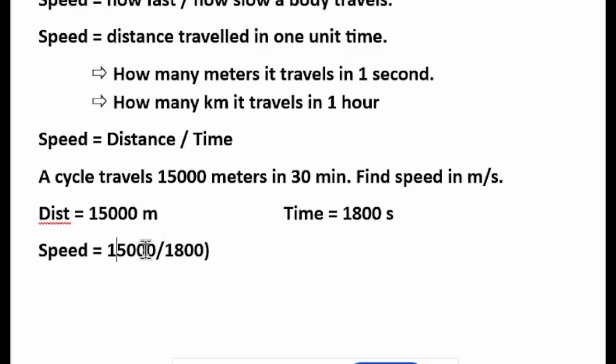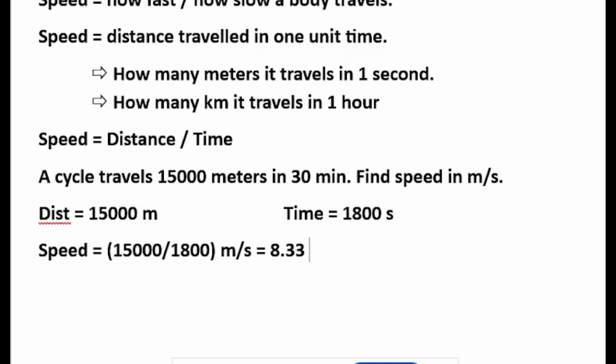Put it in brackets. Then the numerator unit is meters. The denominator unit is seconds. That will give you, 0 will cancel with 0, 0 will cancel with 0. The 2 zeros of 1800 and 2 zeros of 15,000 will cancel. So you will get 150 divided by 18. That will give you approximately 8.33.